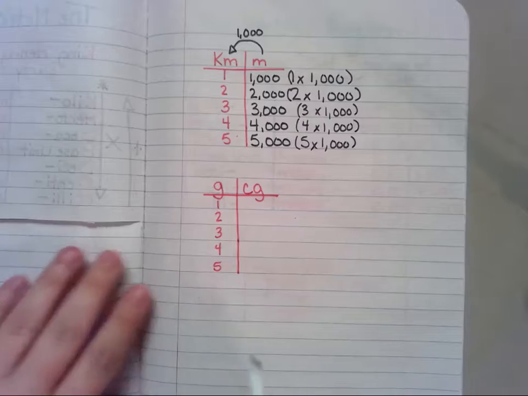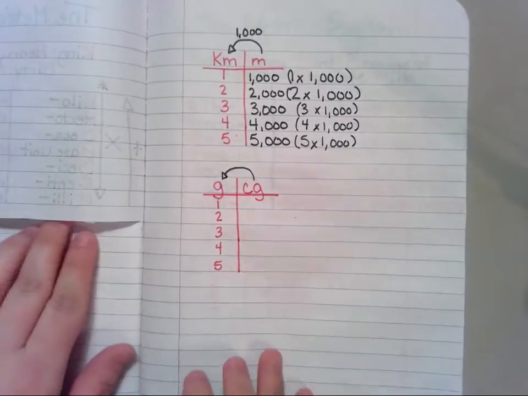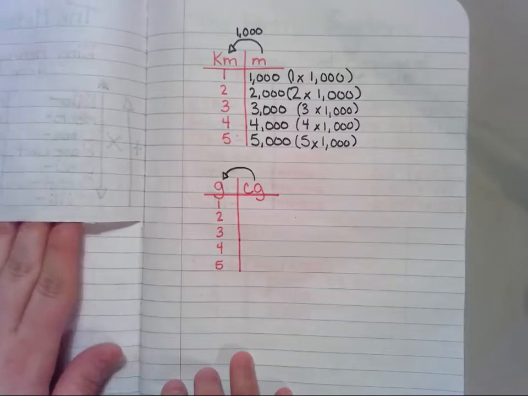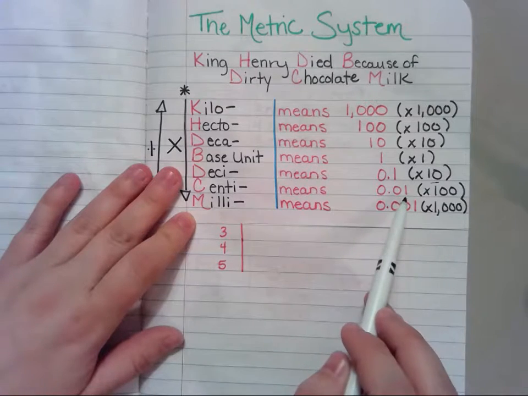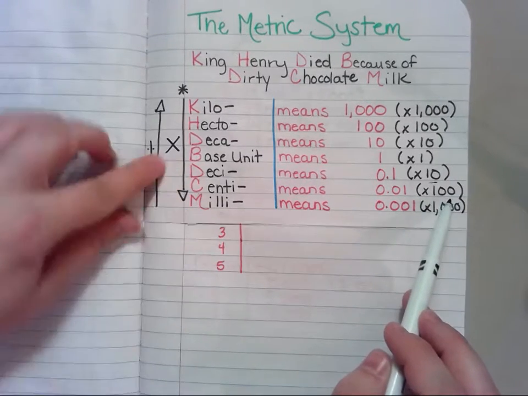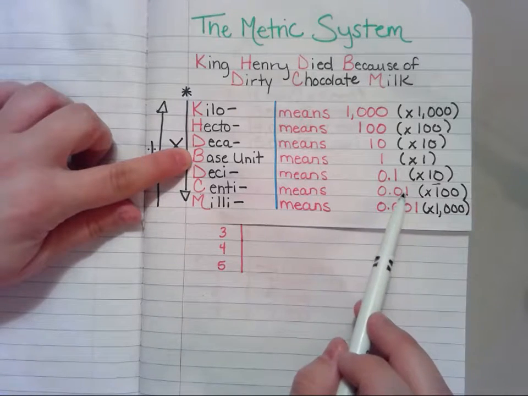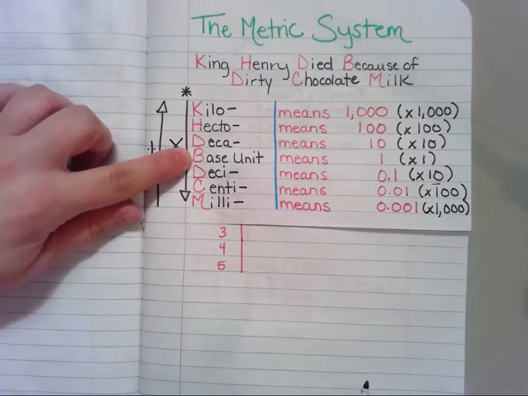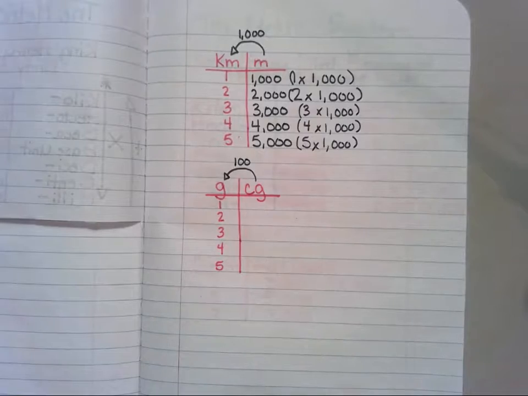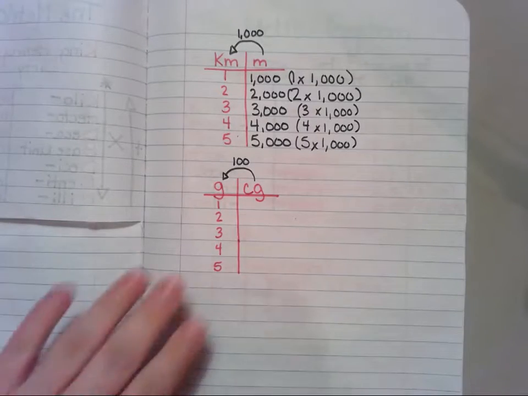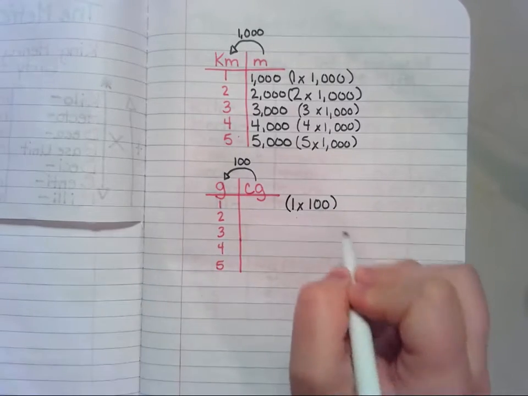Okay, we have to ask ourselves, how many centigrams are going to give me 1 gram? Well, if I flip back over here, centa means 1/100th. I multiply by 100 to get back up to my base unit. I'm going to move 2 spots to get back to my base unit. So there are 100 centigrams in every gram. So I'm multiplying by 100.